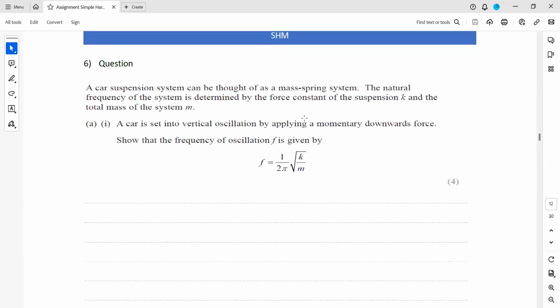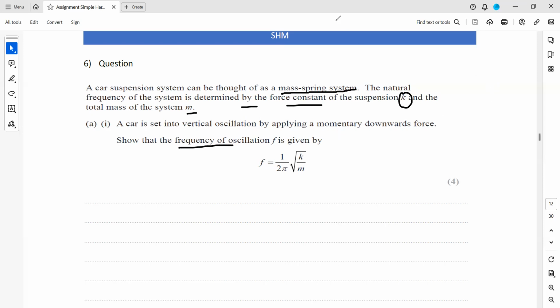A car suspension system can be thought of as a mass spring system. So we can consider a car suspension system as a mass spring system. The natural frequency of the system is determined by the force constant of the suspension K and the total mass of the system M. A car is set into a vertical oscillation by applying a momentary downward force. Show that the frequency of oscillation is given by this formula.